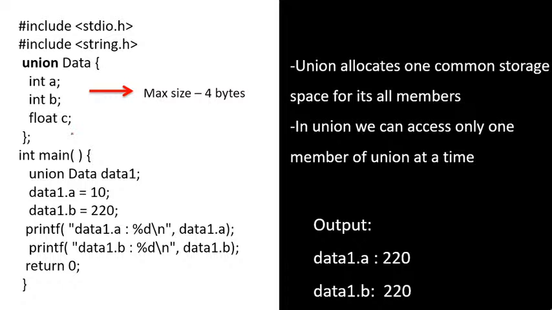Now, when I'm writing data1.a is equal to 10, that means 10 will be stored. But if I am reassigning data1.b is equal to 20, whatever memory location was reserved for data1.a has now been given to data1.b. So it keeps updating the addresses of the memory where it is stored. If I again assign something else, it will not be 220, it will be something else. Only one memory location at a time. Understood?